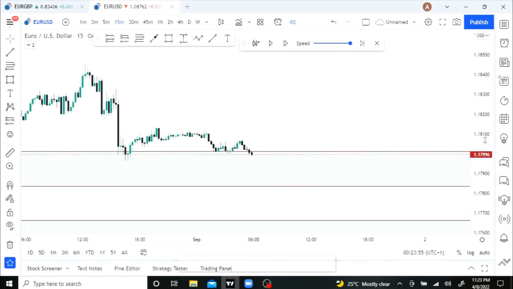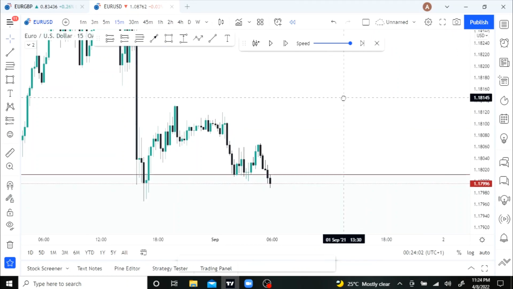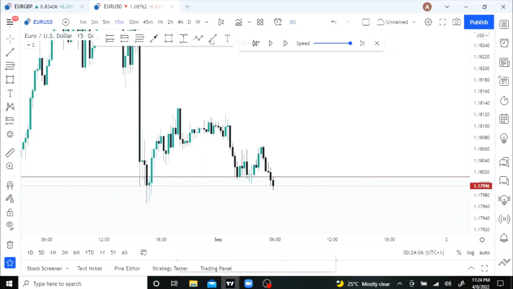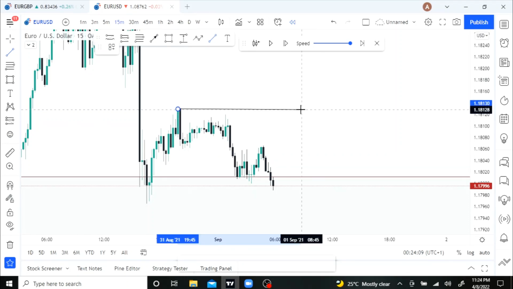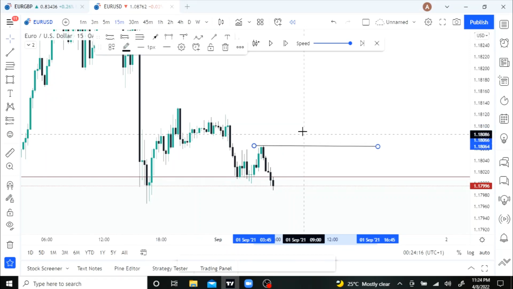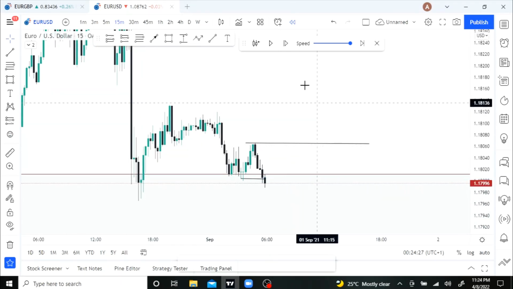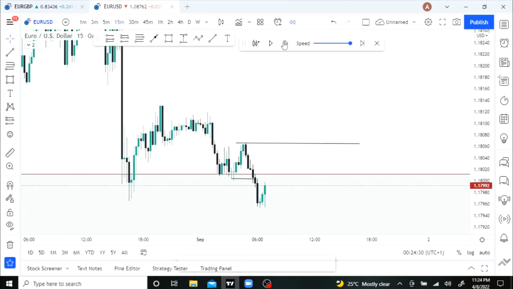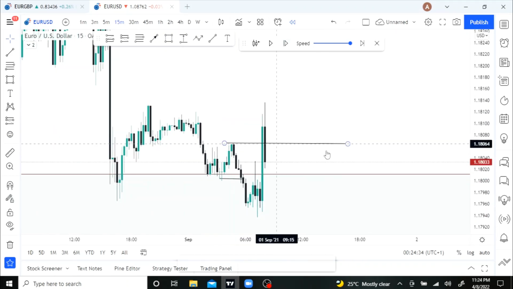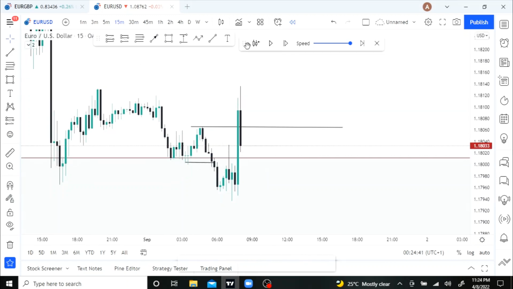The confirmation entry will be in the form of a change of character. Currently we had this high. It was never broken, and then price moved down to make this high. This high is valid because it led to the break of this low. So if this high gets taken, I'll look for buy opportunities. And then boom, we've broken this high, and I'll mark my order block or demand zone, and I'll place entries there.